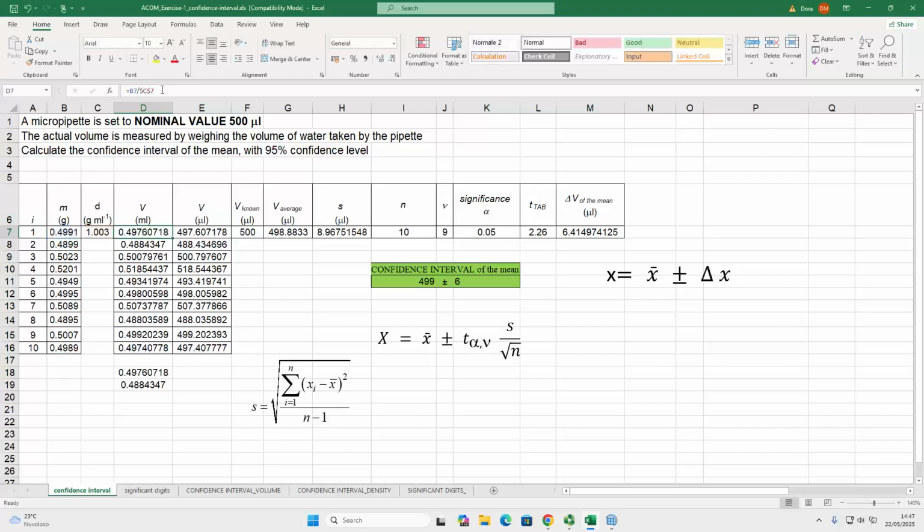There is another way to copy quickly. You go on this border, down on the right, until you see a cross. You click left on the mouse and go down. This means copy the formula in the column.